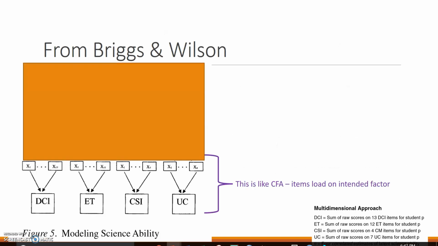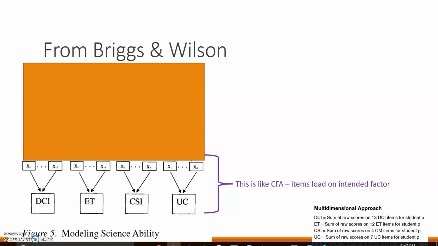So this is directly from Briggs and Wilson, that you should definitely check out their article from 2003. It's posted in Canvas. If you don't have access, check it out. And it's modeling science ability. And this figure really solidified everything for me.